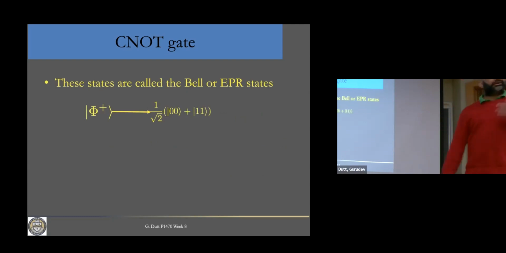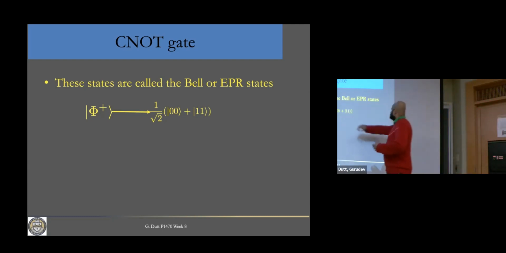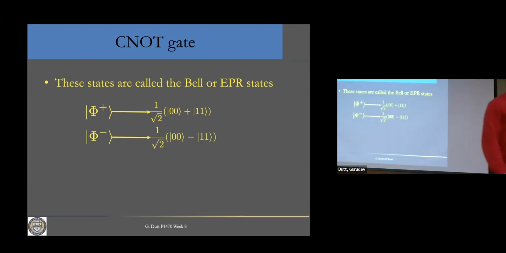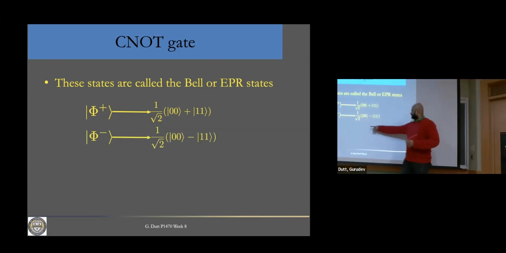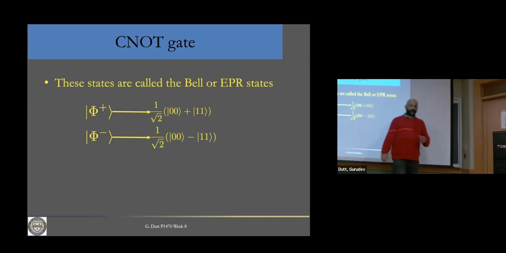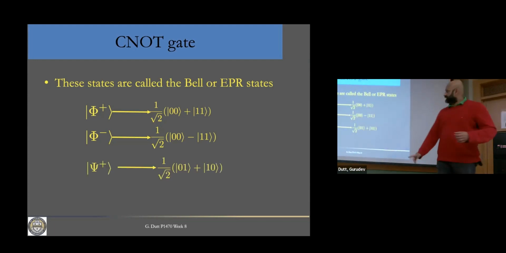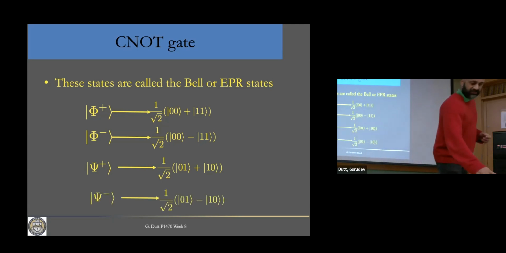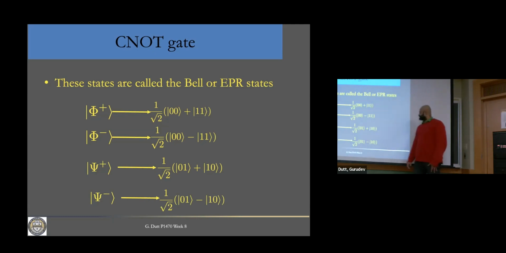In fact, there's a notation that I want to introduce. I don't know if I introduced it. I may have written it down on the chalkboard, but I wanted to write it down here. The first state we wrote down on the previous slide, |0,0⟩ plus |1,1⟩, is given the symbol capital phi plus. And |0,0⟩ minus |1,1⟩ is given the notation capital phi minus. |0,1⟩ plus |1,0⟩ is given the notation capital psi plus. And then capital psi minus is |0,1⟩ minus |1,0⟩. So these are the maximally entangled states or Bell states.